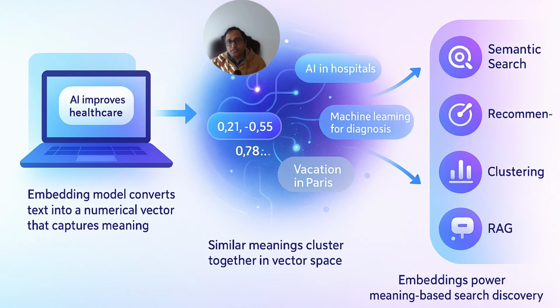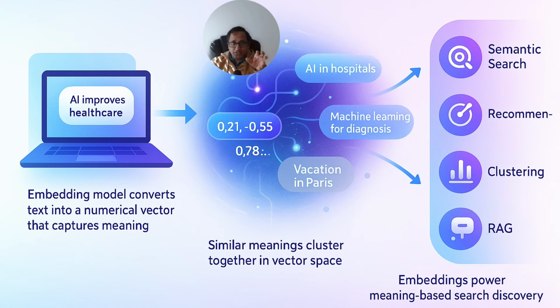Now that we have seen what embeddings look like, let's talk about how we actually use them. When we pass a piece of text like "AI improves healthcare" through an embedding model, it transforms this text into a vector that captures its meaning. Once we have these vectors, we can compare them in a vector space. If two sentences have similar meaning, like "AI in hospitals" or "machine learning for diagnosis", their embeddings will be close together even though they use different words. The ability to compare meaning instead of text opens up a range of real world applications.